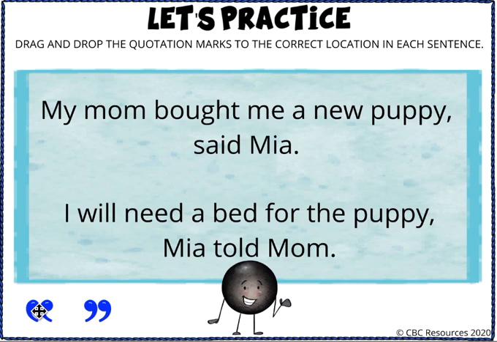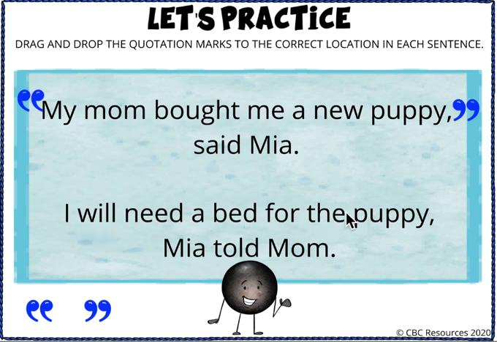All right, welcome back, boys and girls. You wrote down, "My mom bought me a new puppy," said Mia. Let's see. Did you put quotation marks in front of "my"? If you did, give yourself a point. Did you put quotation marks after the comma, after puppy? If you did, give yourself a point. Mrs. Demand's class knows they get points for getting things correct. "My mom bought me a new puppy," said Mia. And you have quotation marks at the beginning of what she said and the end of what she said.